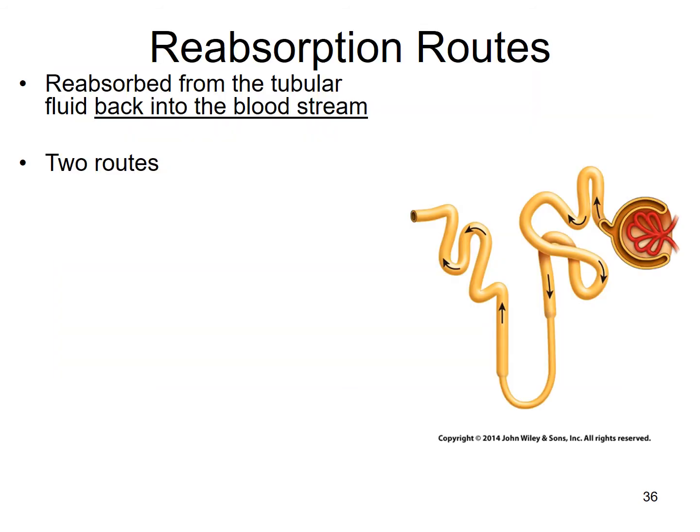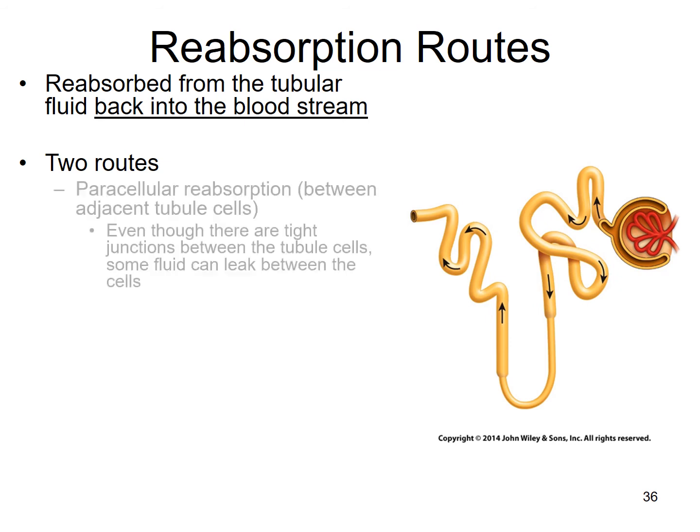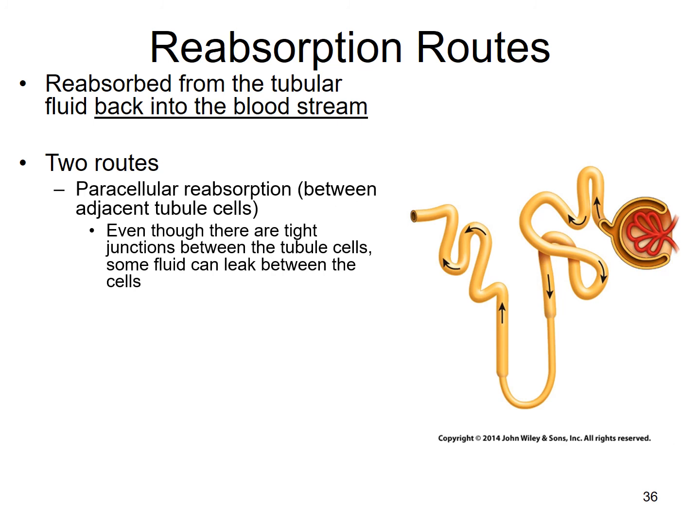So how does reabsorption then occur? Reabsorption occurs via two routes. First of all, paracellular reabsorption, which occurs between adjacent tubule cells. So basically what this means is that even though these tubule cells are joined by tight junctions, some fluid can still leak between the cells.